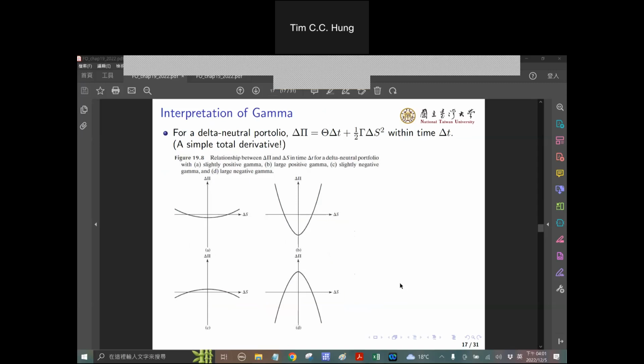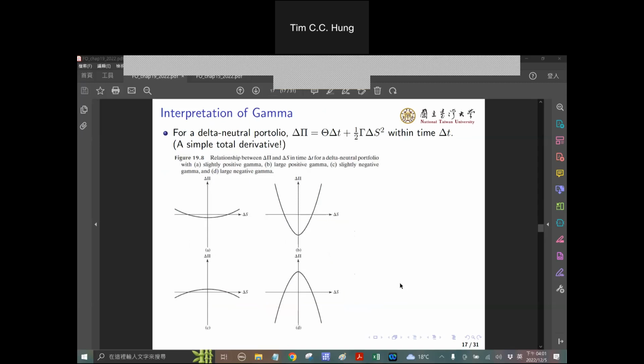So assume that we are dealing with a portfolio that is already delta neutral. We can very safely say that delta is 0. So we can just cross out this term, and basically we're left with this: change in portfolio equals theta, the value of theta that you estimated, multiplied by the change of time, plus 1/2 gamma. Gamma is what we are depicting over here, multiplied by the change in stock price to the second power.